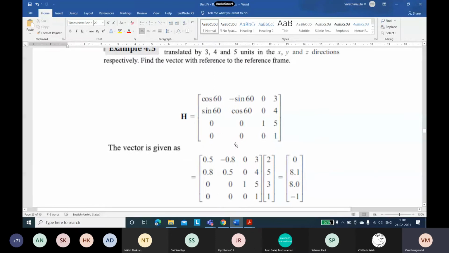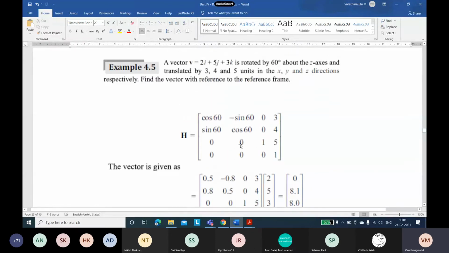Okay, please make a note of this fifth problem. A vector v equal to i plus 5j plus 3k is rotated by 60° about the z axis and translated by 3, 4 and 5 units in the x, y and z directions respectively. Find the vector with reference to the reference frame. See, in example 4.3 I revealed that there might be changes in the x direction, y direction. That is given in this problem, and along with the z rotation we need to find the changes in x, y and z, and find the new position of the end effector.